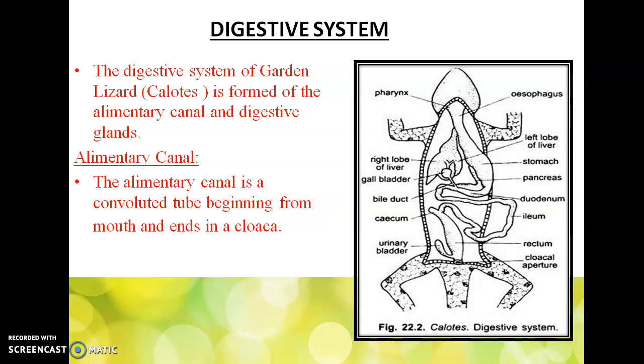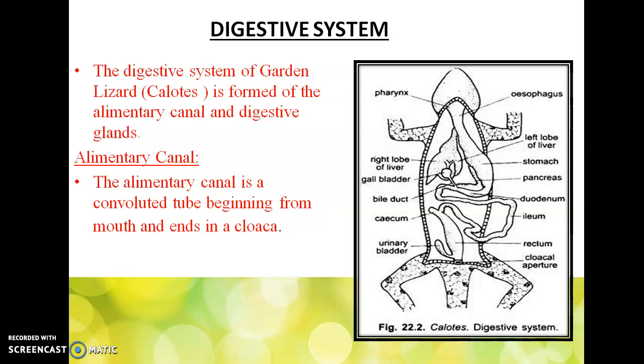So how is it possible? We know that the alimentary canal and the associated digestive glands are very much needed for the digestion of those food materials. So we can say that the digestive system of the garden lizard, or Calotes, is composed of an alimentary canal and a digestive gland associated with this. Coming to the alimentary canal: the alimentary canal is a convoluted tube which begins from the mouth and ends in the cloaca or anus. This tubular structure is responsible for the digestion of food material, and the whole tubular structure is called the alimentary canal.